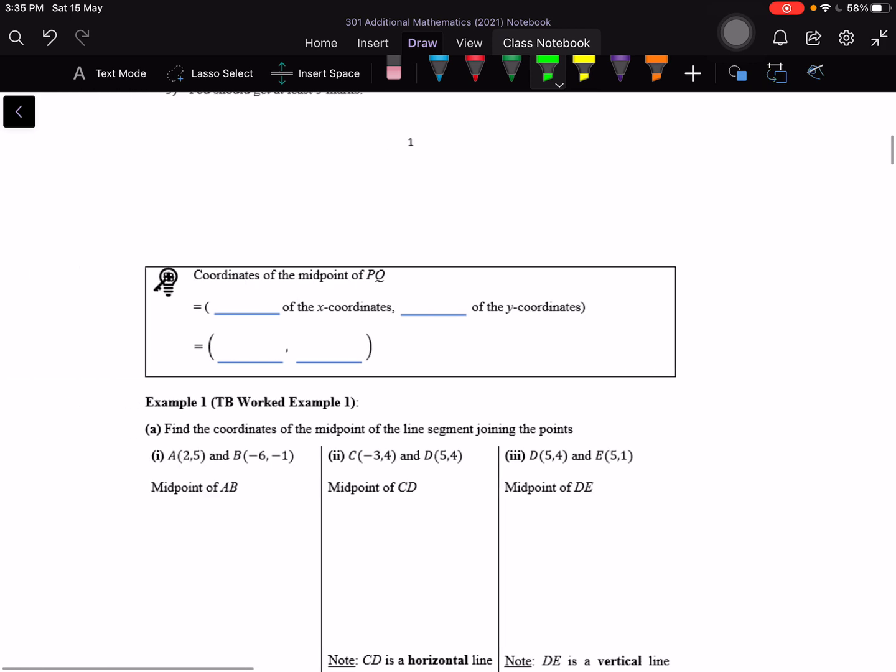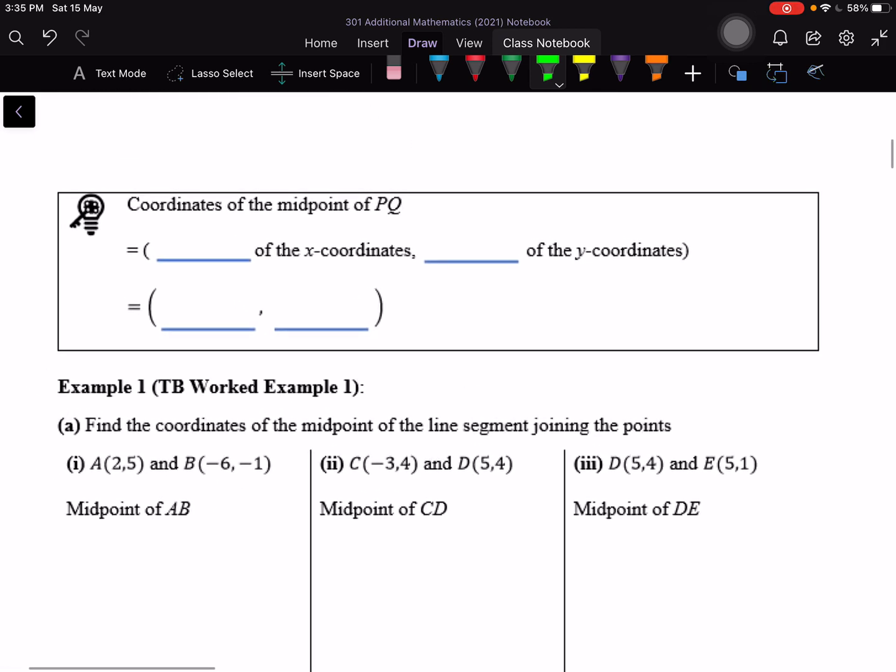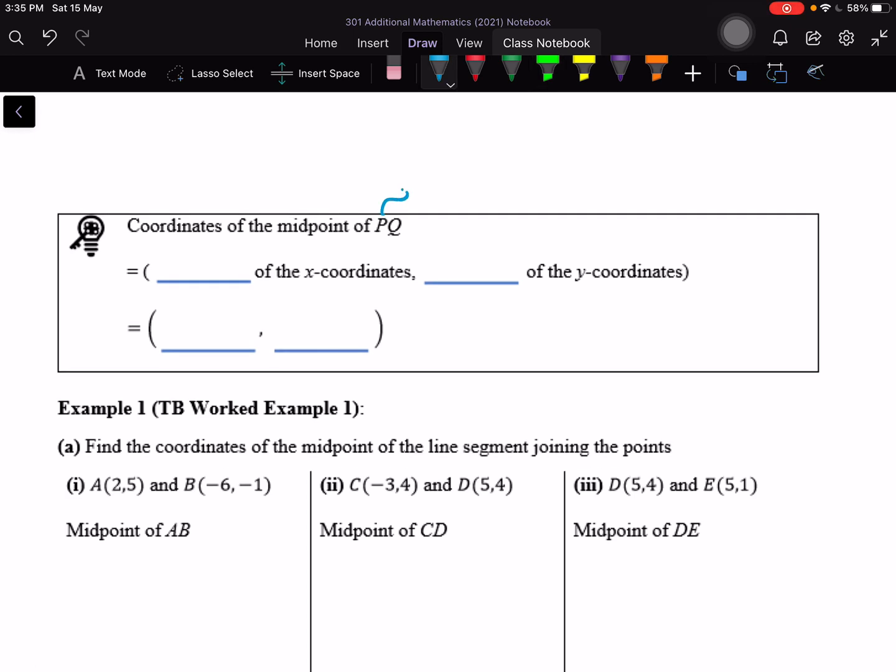So in your notes, how do we find the coordinates of the midpoint of PQ? P has coordinates (x1, y1). Q has coordinates (x2, y2). So how do we find the midpoint? We will take the average of the x coordinates to be the x coordinate of the midpoint, and also the average of the y coordinates, and this will be the y coordinate of the midpoint.